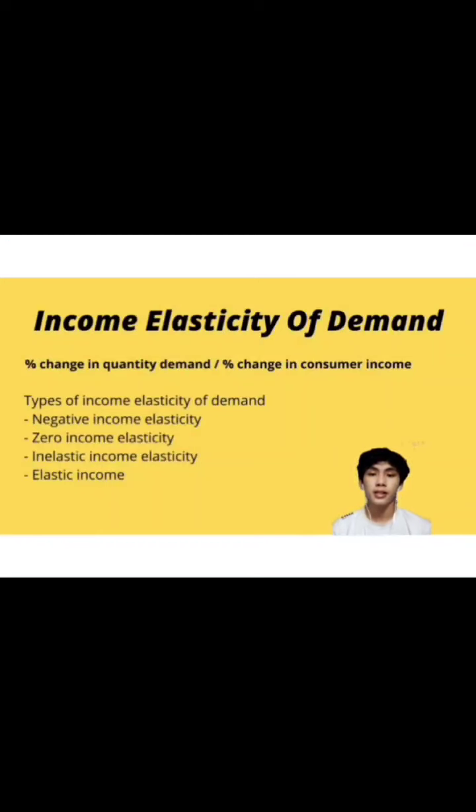Then we have income elasticity of demand. Income elasticity of demand is the responsiveness of the quantity demanded for a particular good due to changes in the income of the consumer. The formula to calculate income elasticity of demand is the percentage change in quantity demanded of good X divided by the percentage change in consumer income. It is calculated to figure out the type of goods, whether it is essential, normal, luxury or inferior goods. There are four degrees of responsiveness of income elasticity of demand.